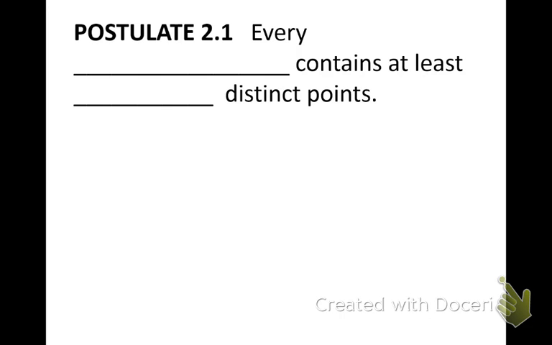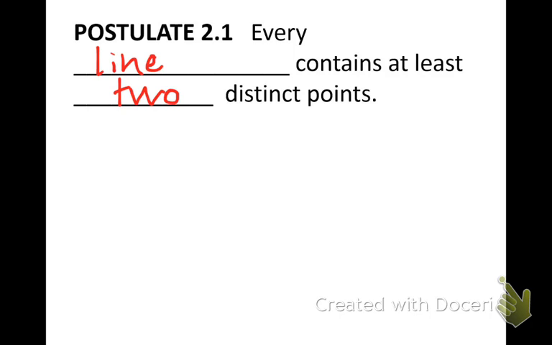Our first postulate: every line contains 2 distinct points. At least 2 distinct points make a line. Now, these postulates, you don't have to memorize that this particular postulate is 2.1. You don't have to know the number of the postulate, but you need to know the idea. You don't have to memorize the definition word for word, but you need to understand the idea that every line has at least 2 points.